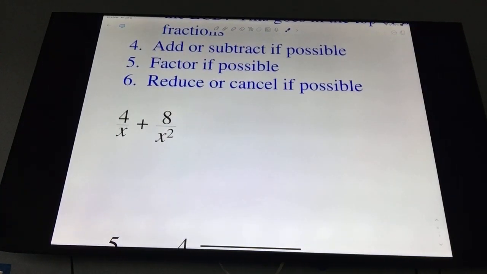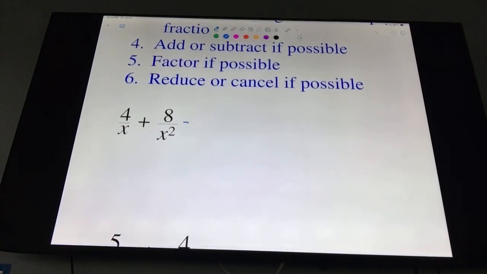Okay, so first question. I'm creating a common denominator. Is x or x squared bigger? X squared is bigger. So this would be like having denominators of 4 and 16. 16 is bigger. 16 would be the common denominator. So if you think of it in terms of numbers, you would pick the bigger number. So x squared becomes the common denominator.